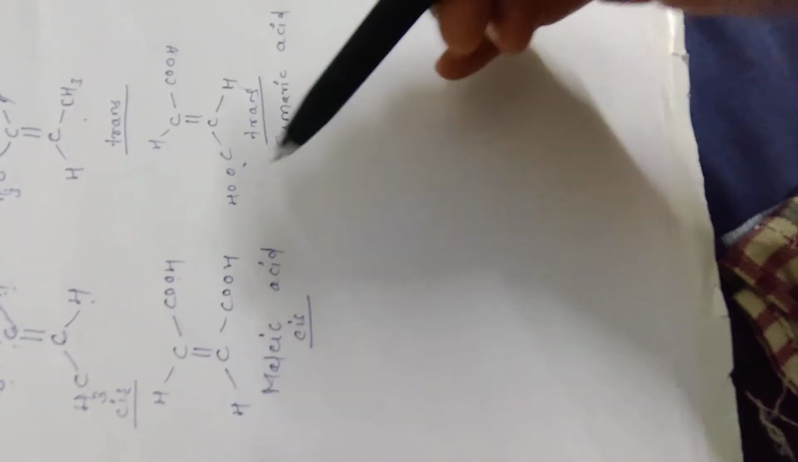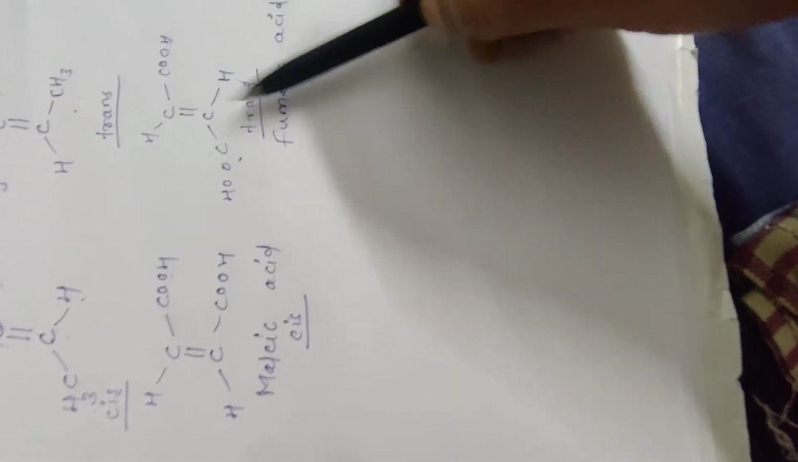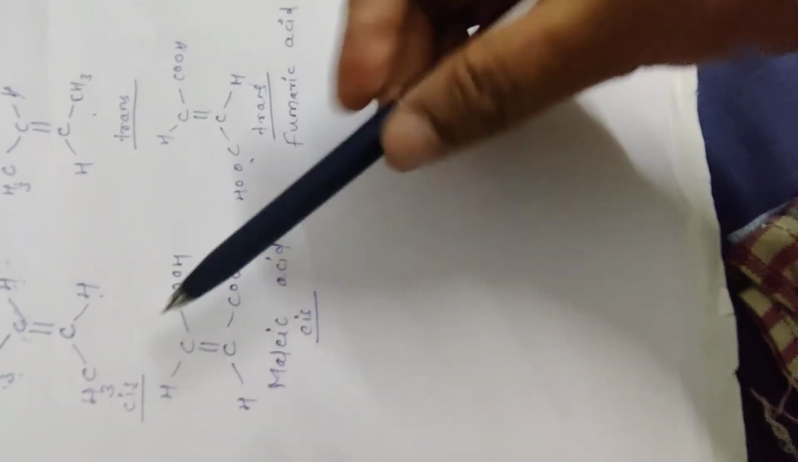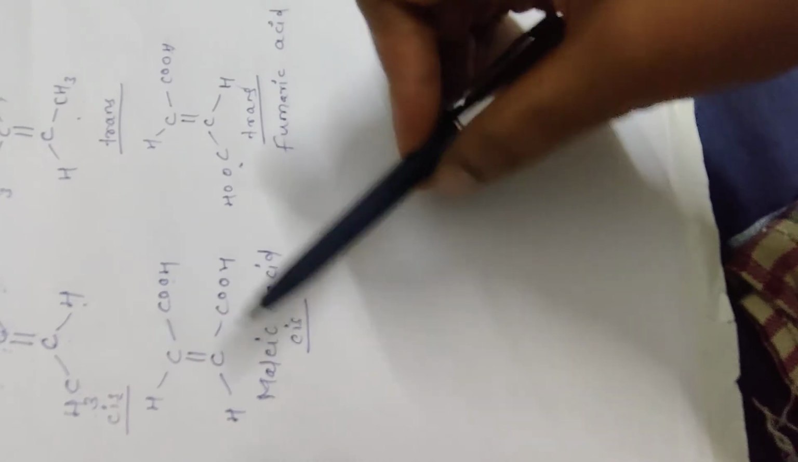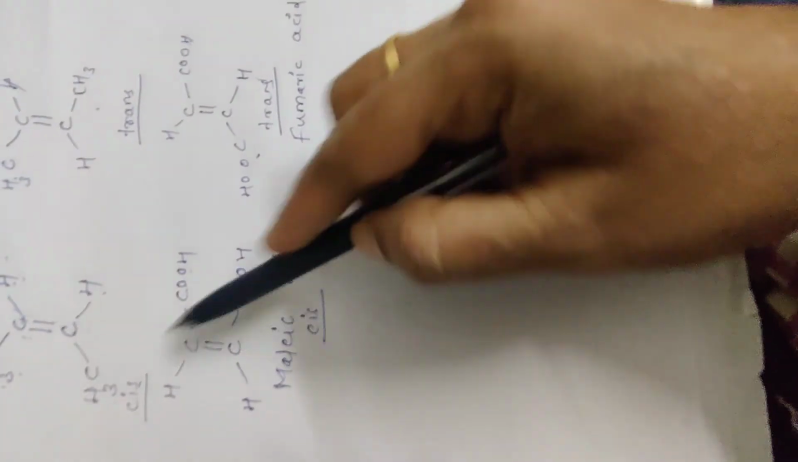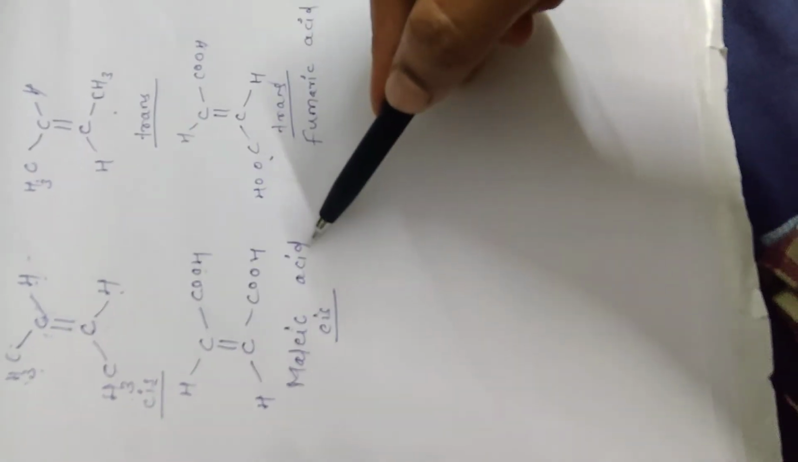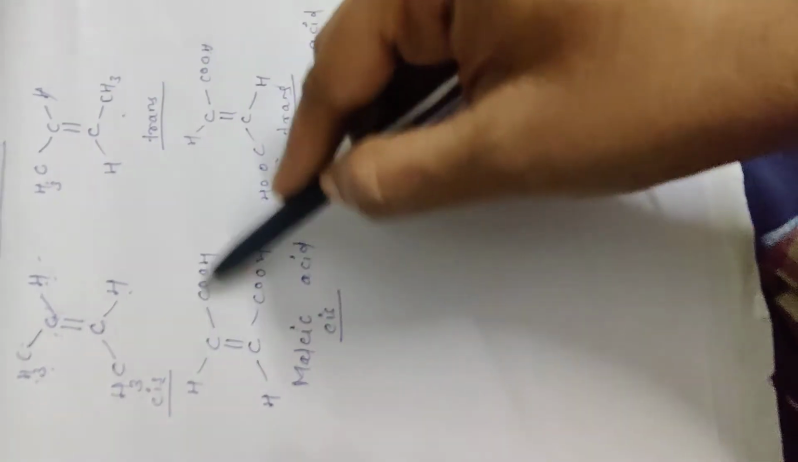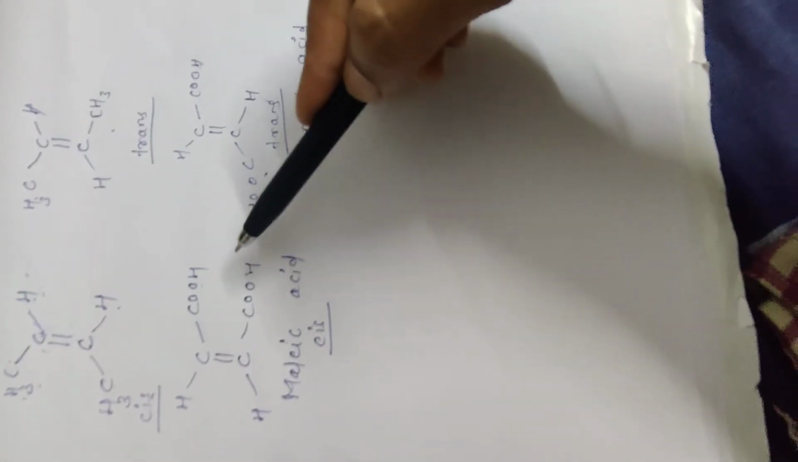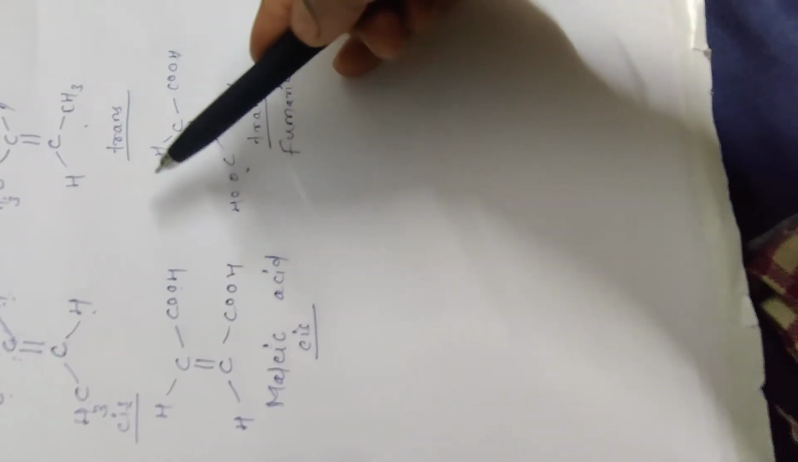On reduction, when we reduce the malic acid and fumaric acid, reduction means what? Here we add hydrogen atoms. So when we reduce this malic acid or fumaric acid, what happened? 2H get added here, and now CH becomes CH2. So what we get here? After reduction, both the compounds give the same product, that is CH2COOH, CH2COOH. The name of the compound is succinic acid.